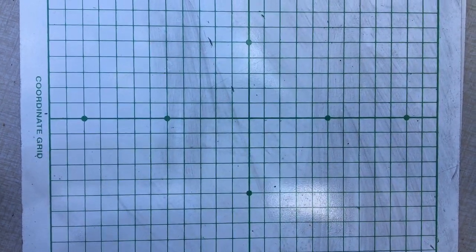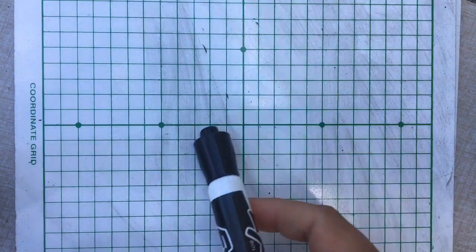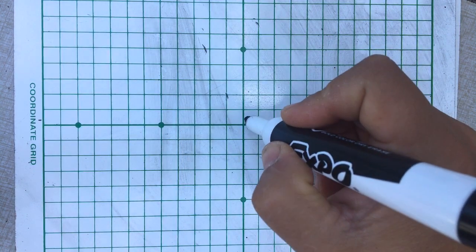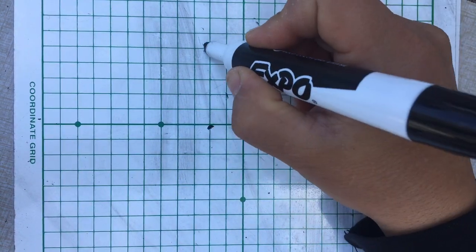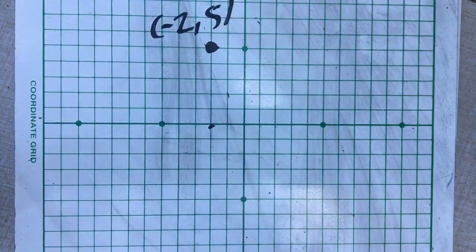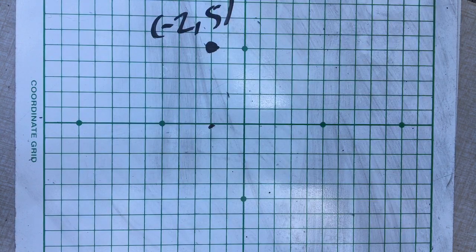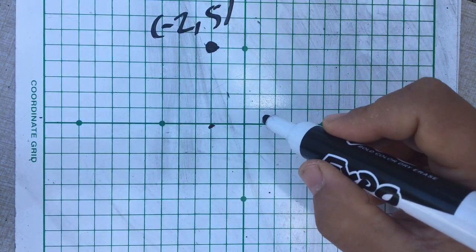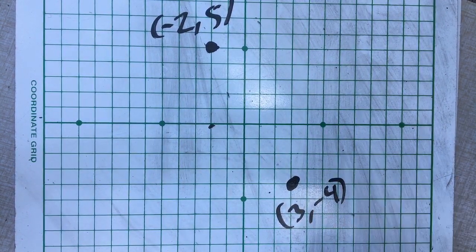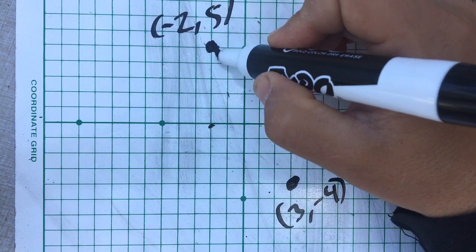So here's a basic grid, about 8 by 9, 8 by 10. Okay, so here we go. Let's start off with number 1. Number 1 places the coordinates at -2, +5. The next coordinate is located at +3, -4. So again, 3, -4. Now my question is, what is this distance?